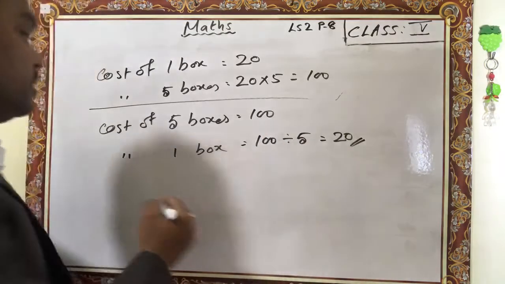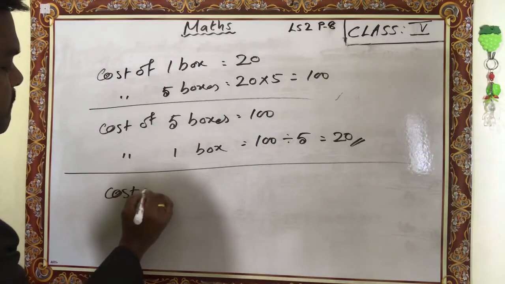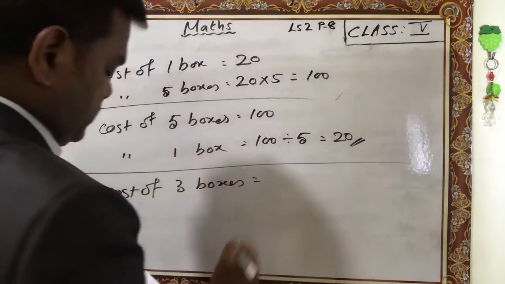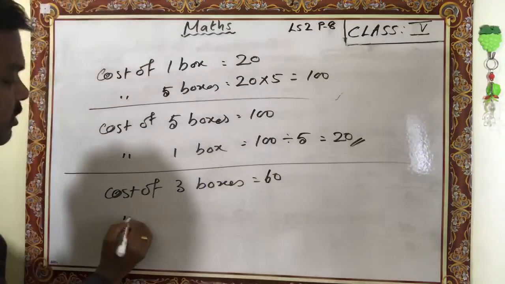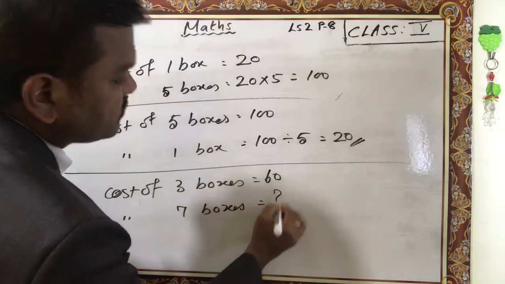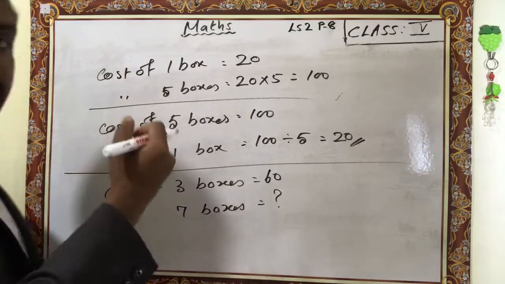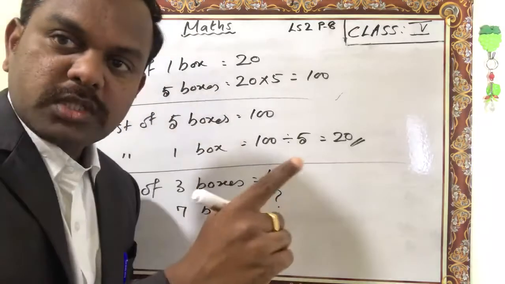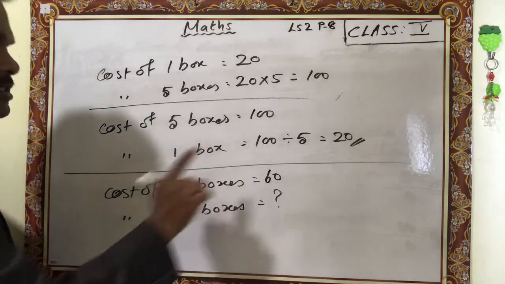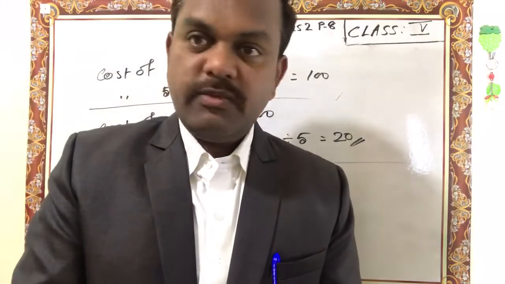Same question, another method. Cost of 3 boxes is given: 60. What is the cost of 7 boxes? Here, when the cost of one box is given and more is the question, you can directly multiply. But here the cost of 3 boxes, 60, is given. What is the cost of 7 boxes?